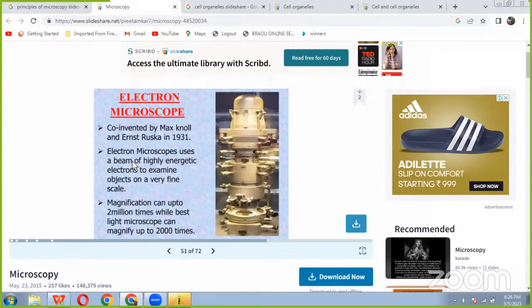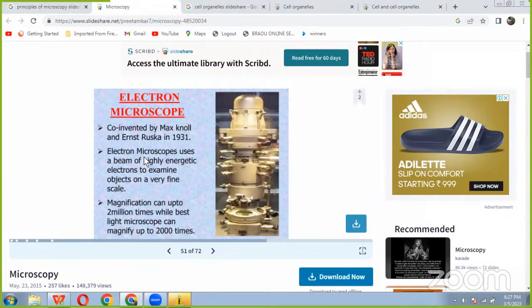Electrons are the mediator in the electron microscope. The electron microscope beams highly energetic electrons to examine the object at a very fine scale. That is very important. The electrons are transmitted through the specimens. Next, magnification can go up to 2 million times, while the best light microscope can magnify 2000 times.